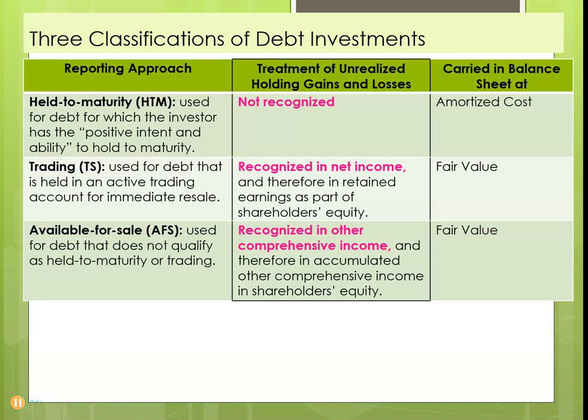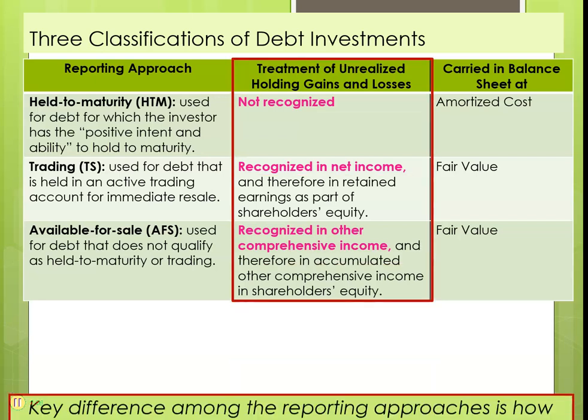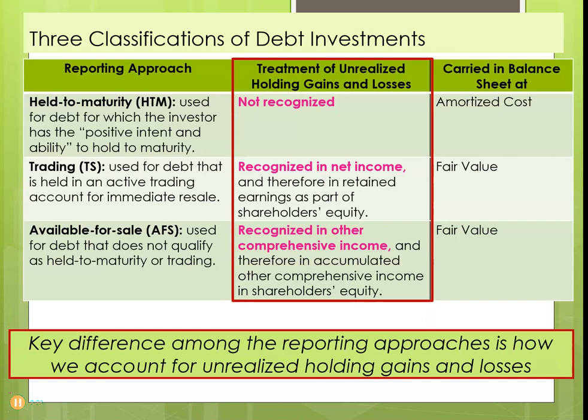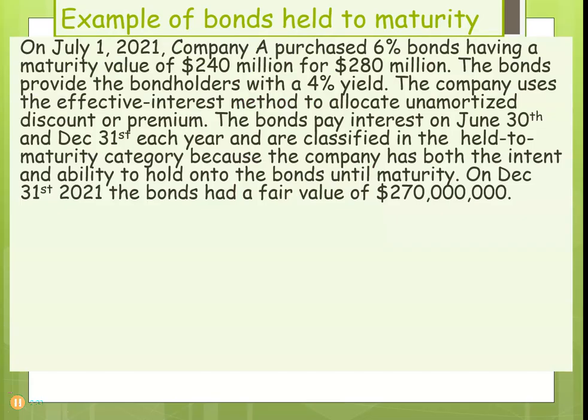Available for sale debt, which means you're going to hold it for longer than 3 months. Here we recognize in other comprehensive income any unrealized gains or losses, and then when we actually sell them, we are then going to take this off the books and book the actual gain or loss. And these are always shown at fair value. So, key difference among the reporting approaches is how we account for unrealized holding gains or losses on debt that we purchase. So now let's look at some examples.